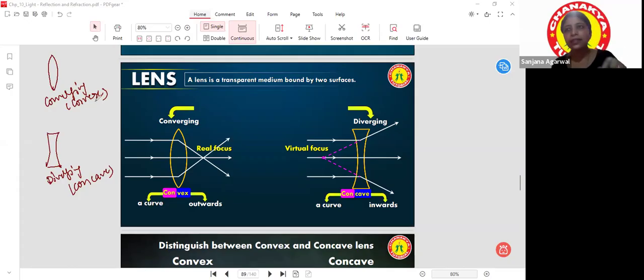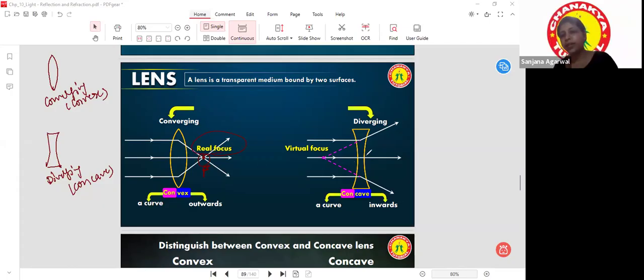Convex lens has a similar nature like concave mirror, and concave lens has a similar nature like convex mirror. Now if we allow parallel rays of light to be incident upon the converging or convex lens, because it is similar to concave mirror, it will converge the rays. The rays actually meet at a single point, that is again at the focus only. So this focus is known as the principal focus and is the real focus for the convex lens.